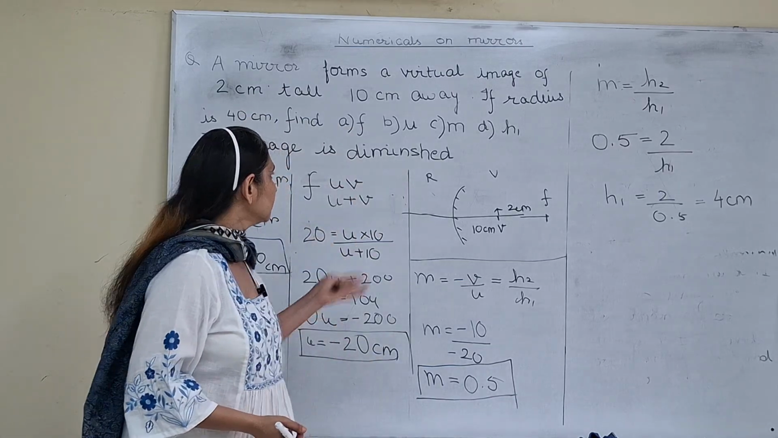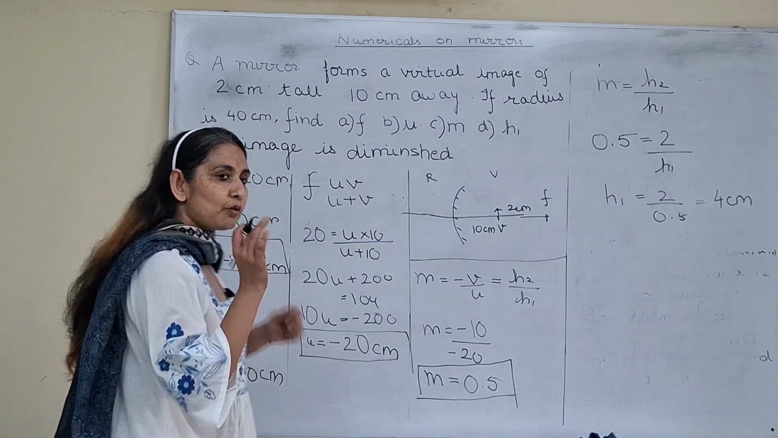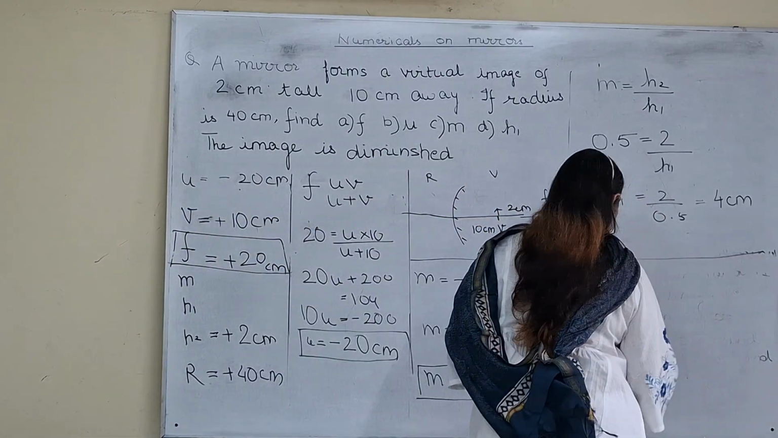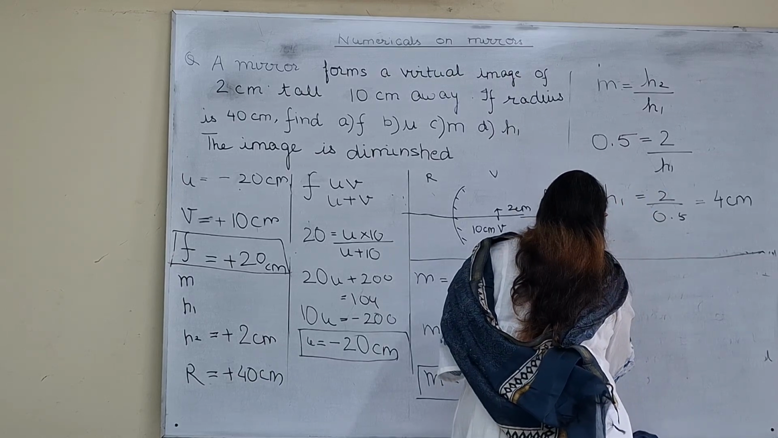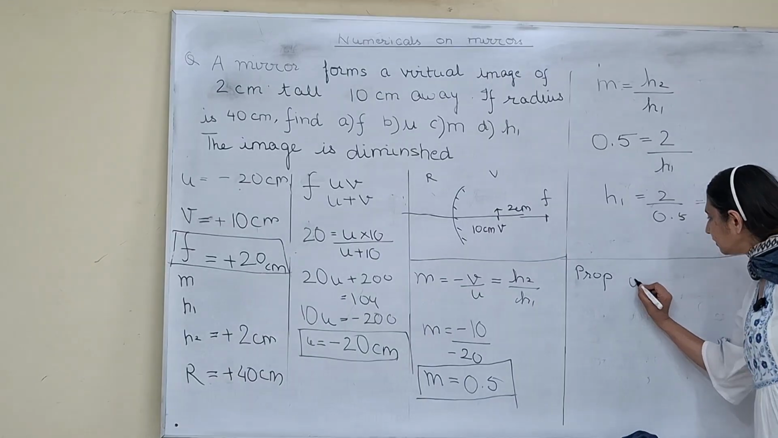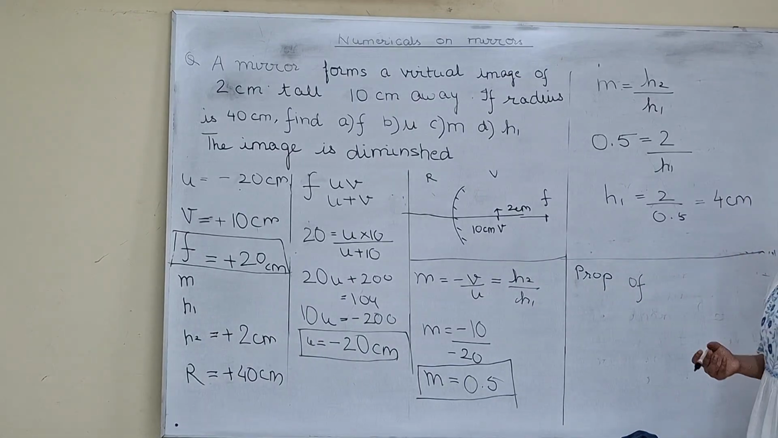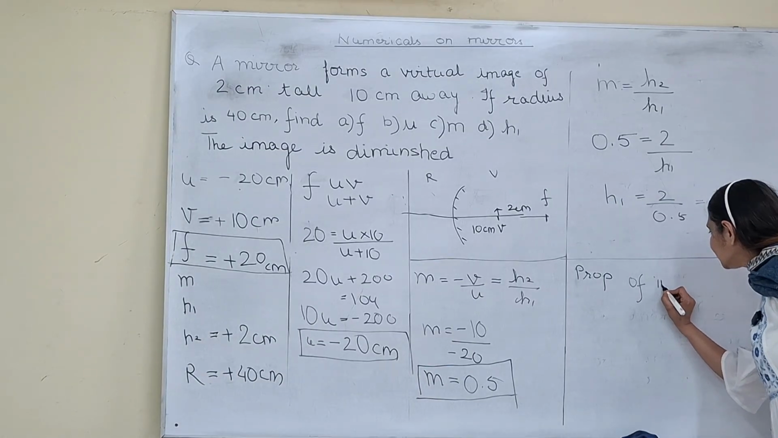So I think we've done everything that was required, and we should write the properties of image always. So next we'll write the properties of image. Always write, even if they're not asked. Properties of image. My writing is not bad, it's just that I'm on the other side of the world.